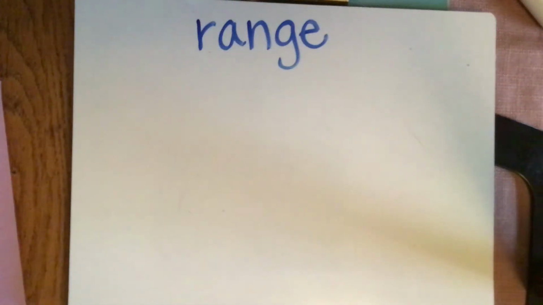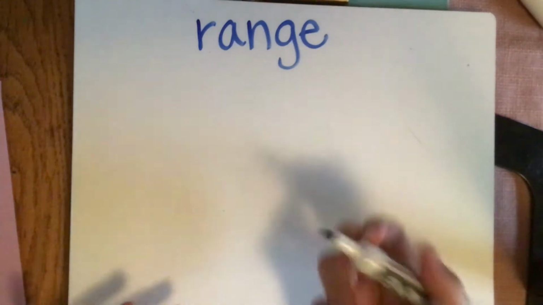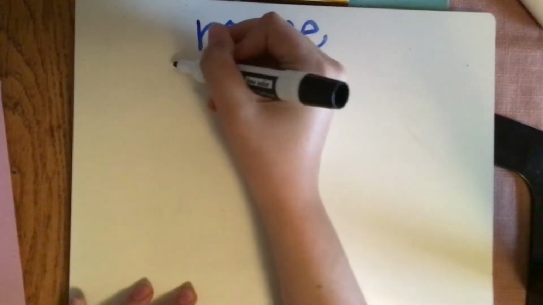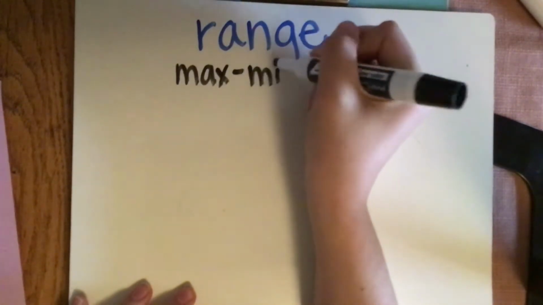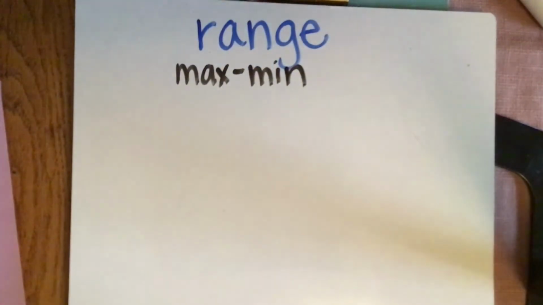All right, fifth graders, today we are going to be learning about the range. So remember from our vocab that the range is the difference between the highest and the lowest number. So we can figure that out by the maximum minus the minimum. So the maximum is the highest data point and the minimum is the lowest. So the maximum is the biggest and the minimum is the smallest.